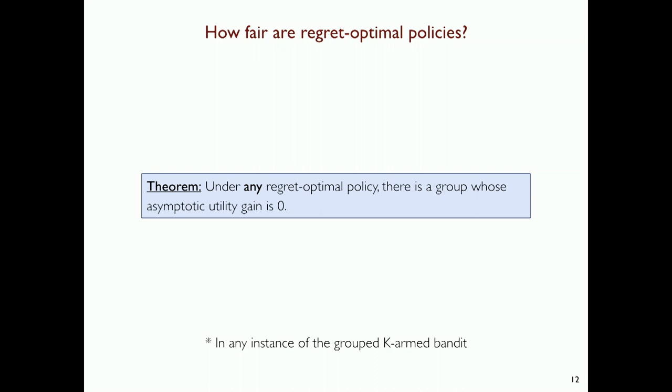It turns out that under any regret optimal policy, there's always going to be a group that essentially gets basically no improvement from being part of this collective learning process. Effectively speaking, there's always going to be a group that gets free ridden on. Now it turns out, which to me was a very surprising result, that this is true. By the way, what are we saying here? If you just did a regret optimal algorithm, an algorithm that looks good from an online learning perspective, it's likely going to look terrible from a fairness perspective.